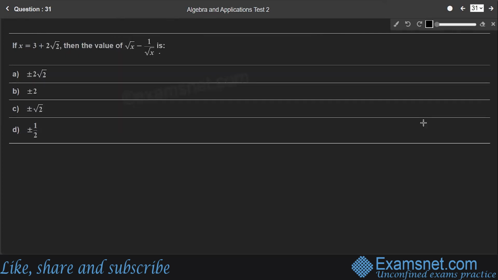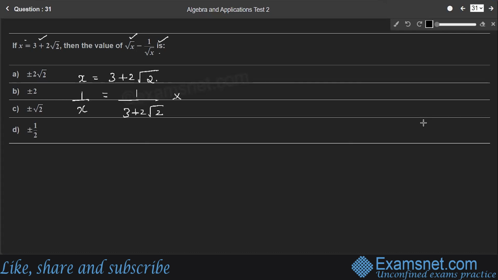Question 31. If x is equal to 3 plus 2 root 2, then find the value of root x minus 1 by root x. Students, before going to root of x and 1 by root of x, let us consider x and the inverse of x, that is 1 by x, right? Here given that x is 3 plus 2 root 2, right? Then 1 by x becomes 3 minus 2 root 2, because 1 by x is nothing but 1 by 3 plus 2 root 2, right?